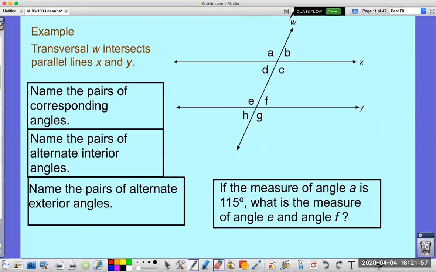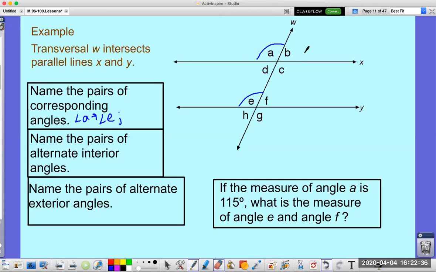All right, let's try this one. Transversal W, that's right here, intersects parallel lines X and Y. Name the pairs of corresponding angles. So let's start with that one. So the pairs of corresponding angles, let's just start with angle A. So we have angle A, and let me use lowercase since that's what they're using over here. Angle A corresponds to angle E.